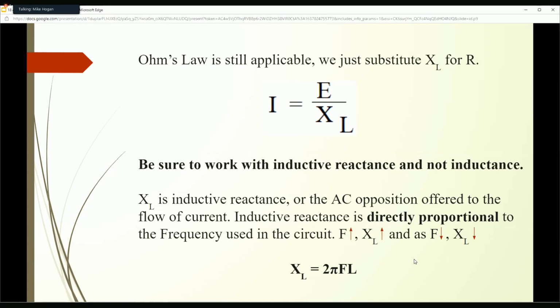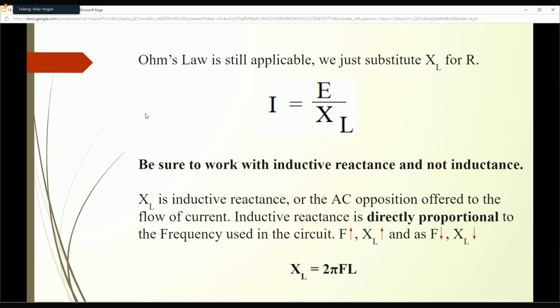If inductive reactance is like resistance, let's say those two are closely aligned, because I can use both of those in Ohm's law. Well, my inductive reactance, or my resistance for inductors, changes based on the amount of change. Remember, we said that inductors oppose the change in current flow. So it's that change. And the more change you have, the greater the inductive reactance.